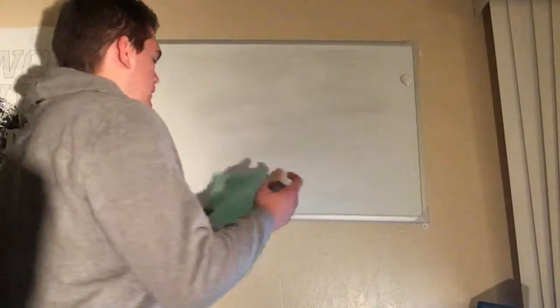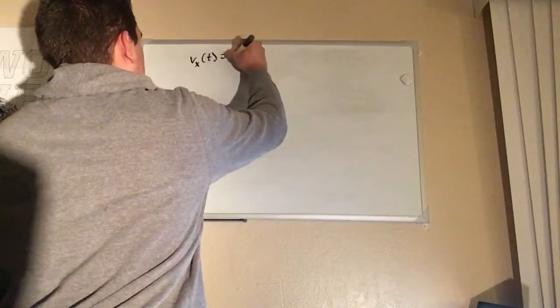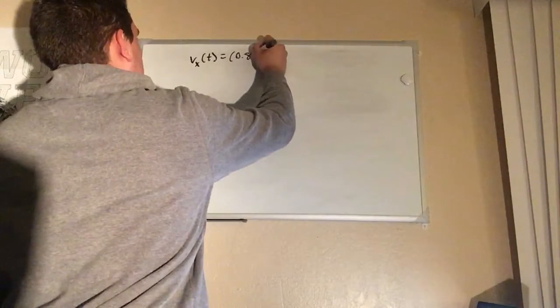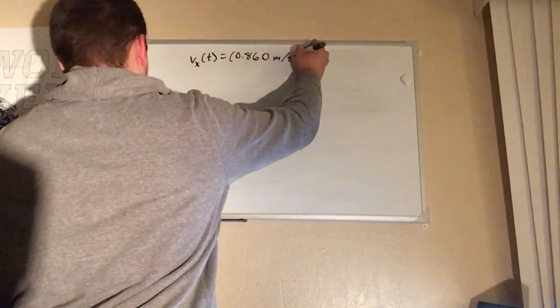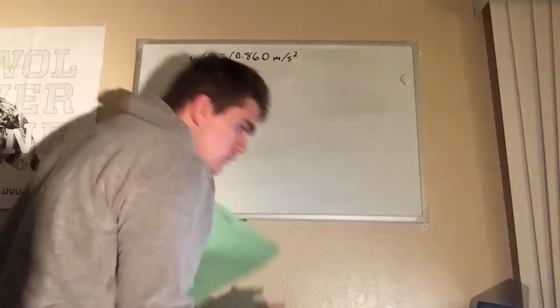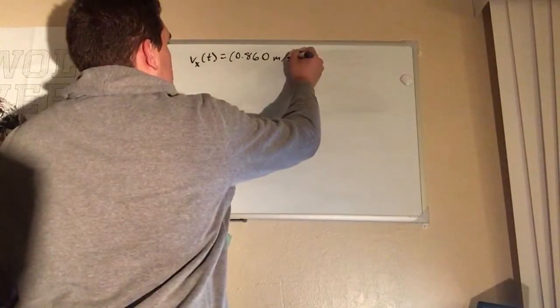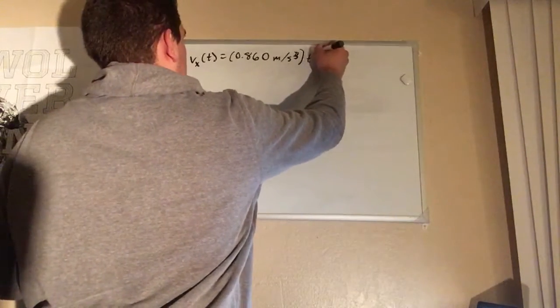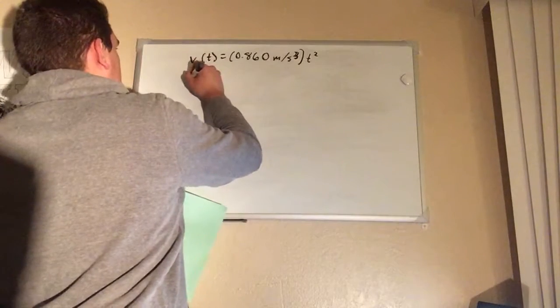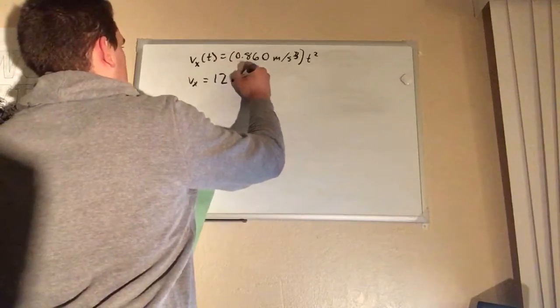So we know that Vx of t is equal to 0.860 meters per second squared. Is it cubed? Yeah, it's meters per second cubed. This is jerk, actually. This is not acceleration. Okay, and then t squared. And then we're trying to find it when Vx is equal to 12 meters per second.